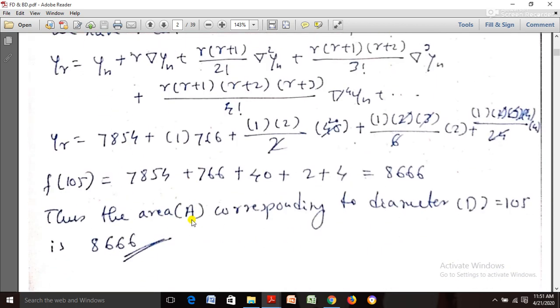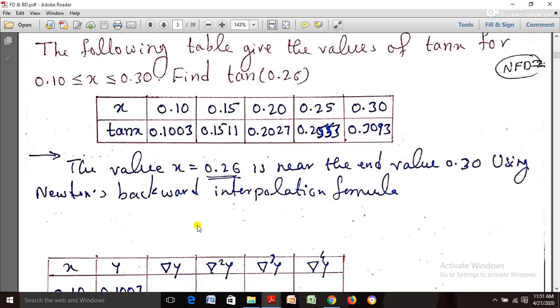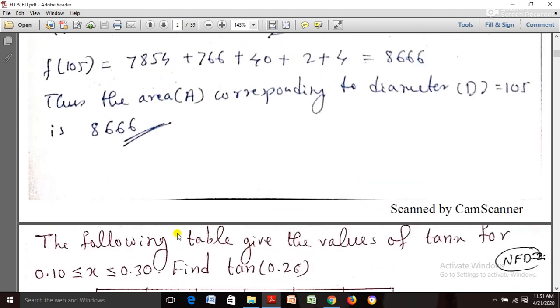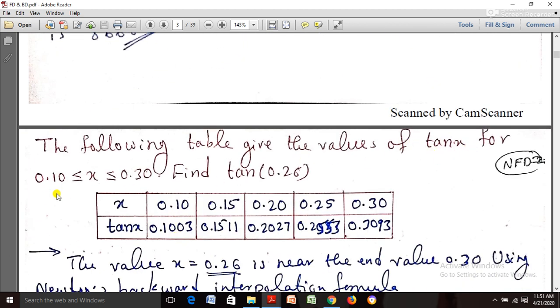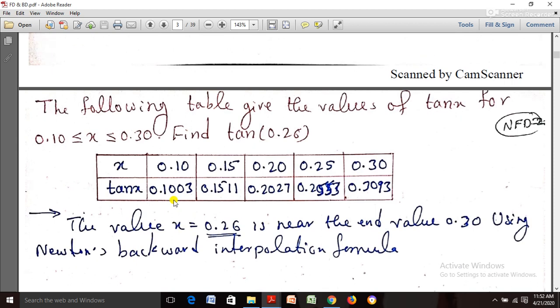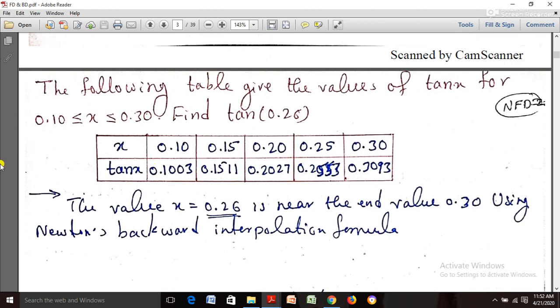Next question, and this is also backward, means the same procedure. The following table gives the value of tan x for 0.10 less than or equal to x less than or equal to 0.30. Find tan of 0.26. The x values are 0.10, 0.15, 0.20, 0.25, 0.30, with the corresponding tan x values.